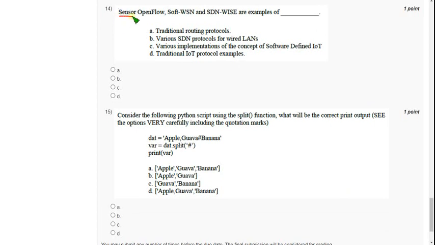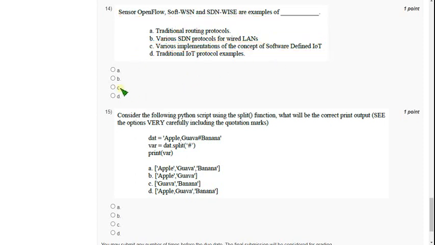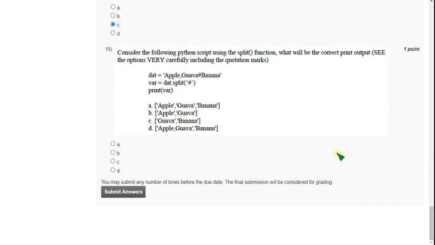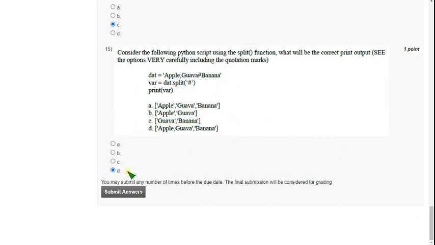14th one, sensor open flow, soft WSN and SDN wise are examples of various implementations of the concept of SD IoT. So for the 14th question, the answer is option C. Moving on to the final question of the assignment, that is the 15th. They have given a program, three lines of code, and they are asking for the output. For the 15th question, I have got the answer as option D. So mark option D as the correct answer for the last question.